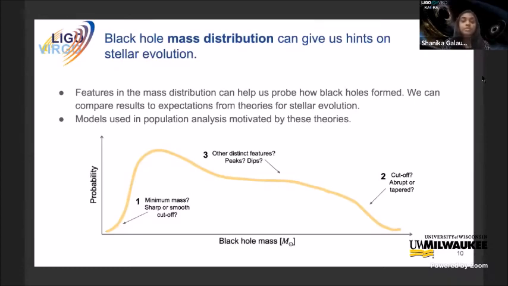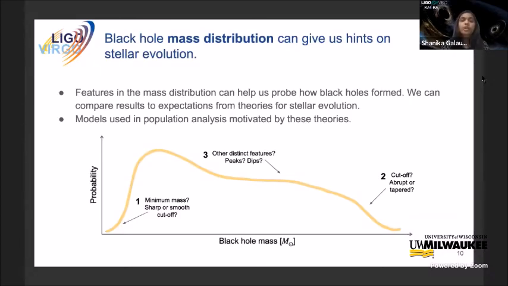So looking at this mass distribution here, we can learn a number of things. At the low mass end, we can learn things such as the minimum mass of a black hole, and whether the shape of this distribution is sharp or smooth at this low mass end. And at the high mass end, we can look for features such as whether there's a cutoff, whether there's a tail in this distribution. And throughout the distribution, we can look for features such as peaks or dips.